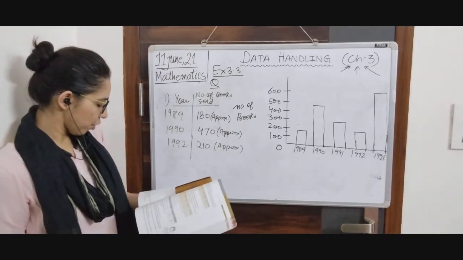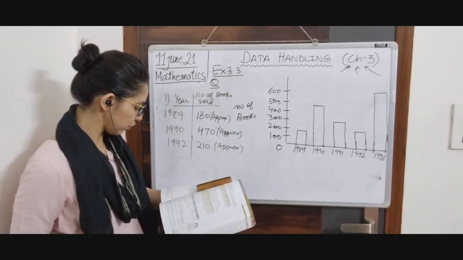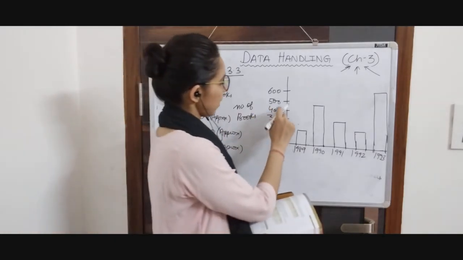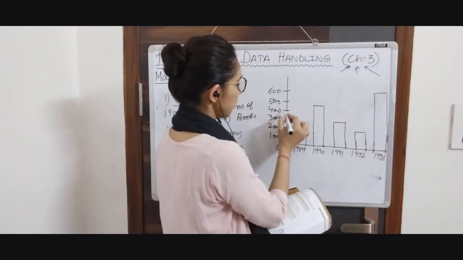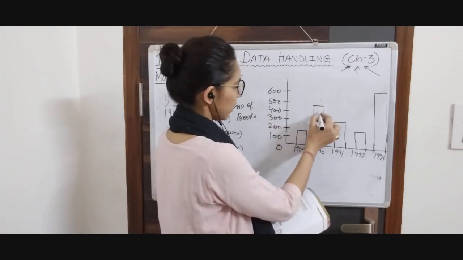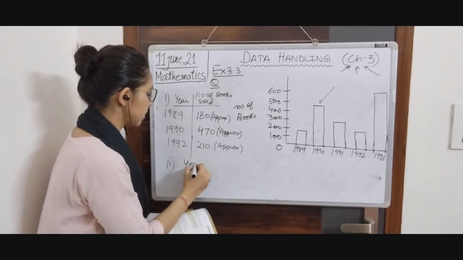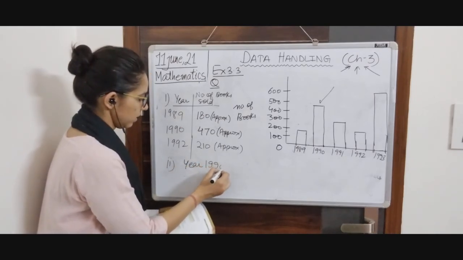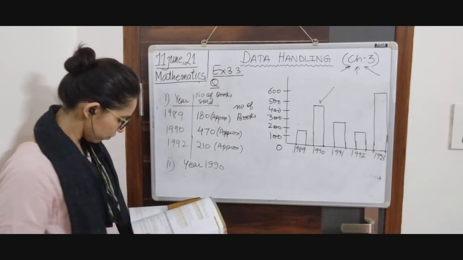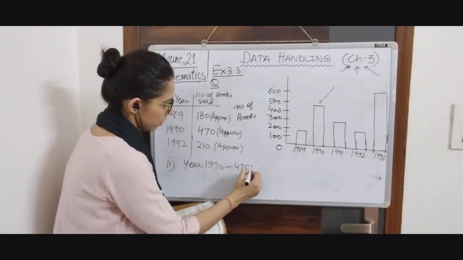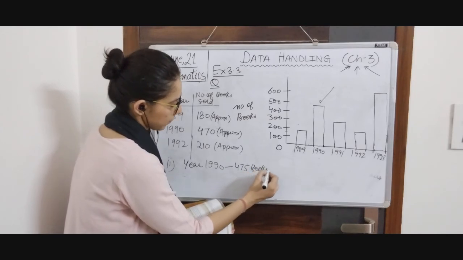In which year were about 475 books sold? B part, 475. Around 475 we have only one bar, this one. So your answer is year 1990. About in year 1990, 475 books were sold.